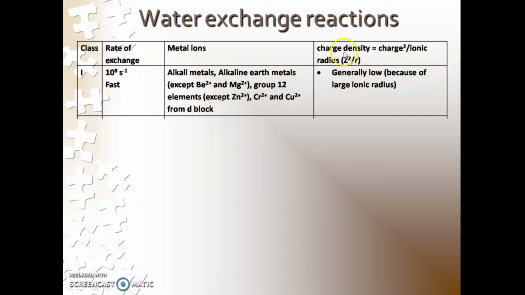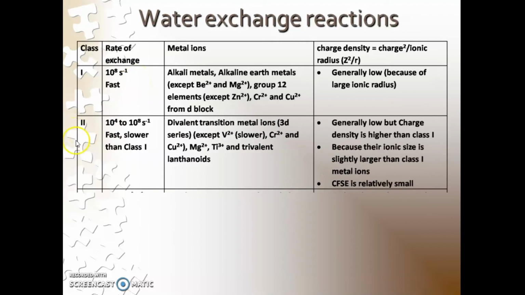These metal ions have generally low charge density because of their larger ionic radius. Why do they have larger ionic radius? This we have understood from the periodic trends, because these elements, the alkali metals and alkaline earth metals, are present at the left extreme of the periodic table, and the ionic radius decreases from left to right, which means that these metals possess larger ionic radius. When they have larger ionic radius, they have low charge density, which leads to a very high exchange rate of water.